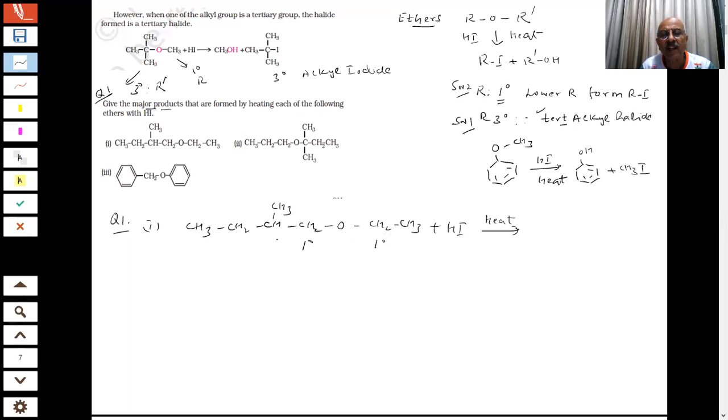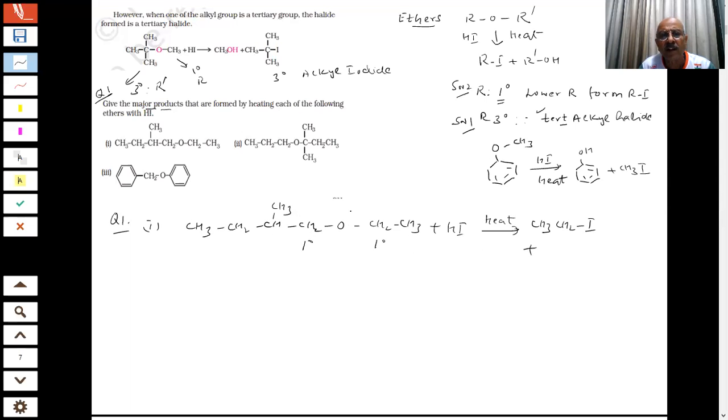SN2 reaction is taking place. Which is lower? This one is lower as compared to this. There are more groups attached to this, as you can see. The attack has to take place at this carbon. This is more crowded. This is least crowded as compared to this. Naturally, you will get CH3CH2I.